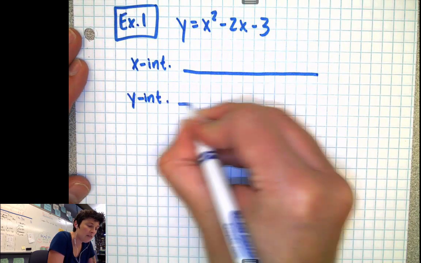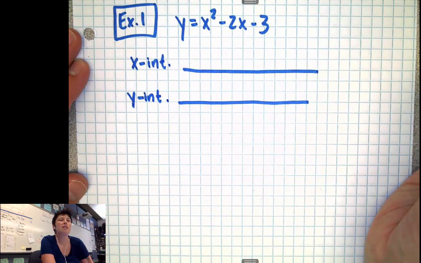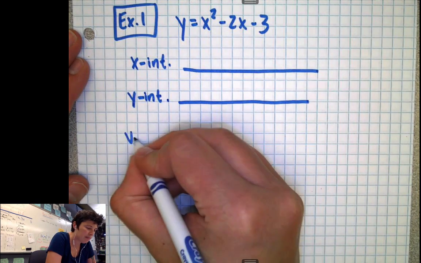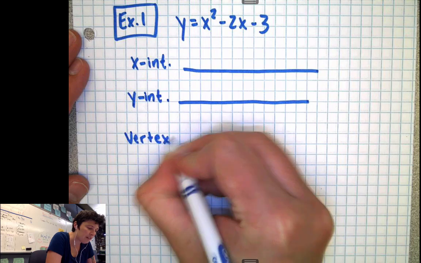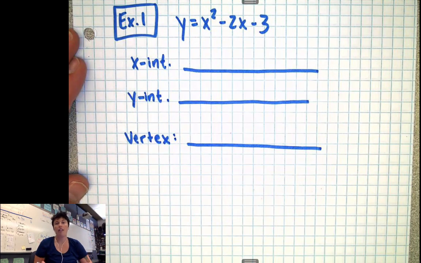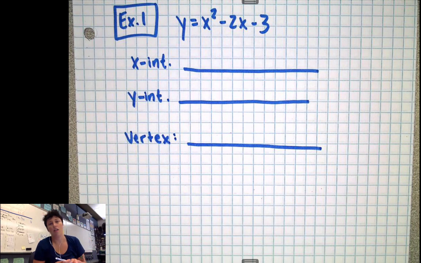And if I decide I'm going to fully graph it, what's one more thing that would help me really graph this nicely? The vertex. Honestly, if I can find those three things, the x, the y, and the vertex, I'm going to know really well what the picture of this graph is going to look like. So let's do a little math here and kind of think this through a little bit.